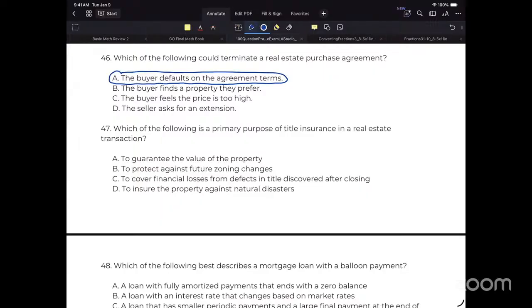Which of the following is a primary purpose of title insurance in a real estate transaction? Is it A, to guarantee the value of the property, B, to protect against future zoning changes, C, to cover financial losses from defects in title discovered after closing, or D, to insure the property against natural disasters?